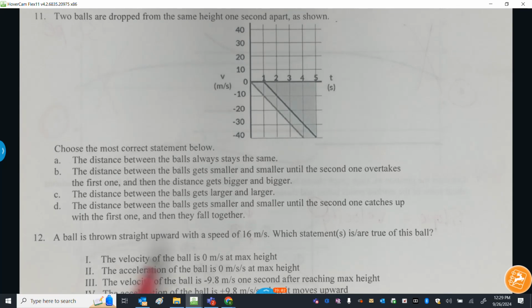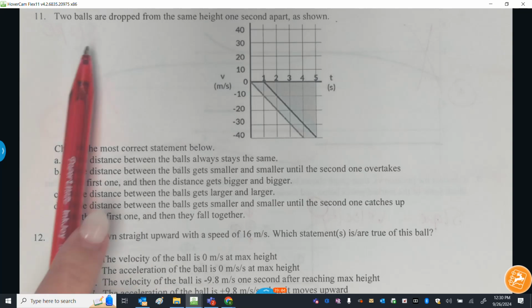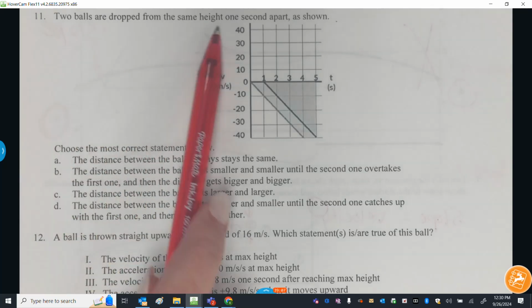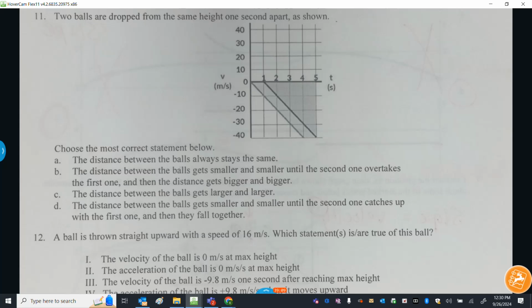So this one says, 2 balls are dropped from the same height 1 second apart as shown. Choose the most correct statement below. And overwhelmingly, you guys chose A. The distance between the balls always stays the same. And you ignored the graph entirely, I guess. I put it there for a reason. You could use it. You mostly didn't, and so you got it wrong because A is not the right answer. I'm telling you 90% of you guys put A.